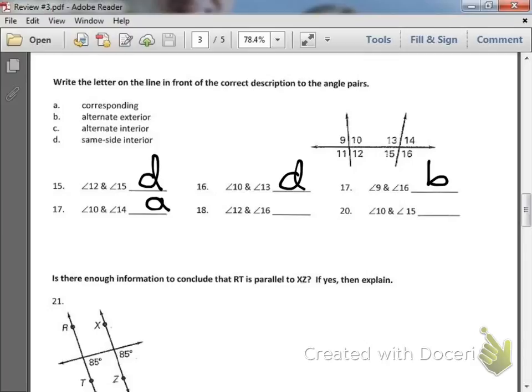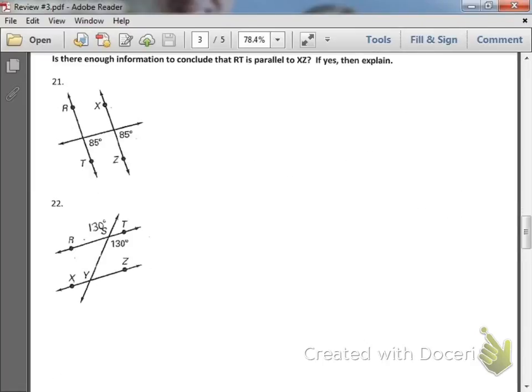Number 18 is angle 12 and angle 16. That's also A. Good. And then 10 and 15. C, those are alternate interior. Inside the two lines, different sides of the transversal. Questions on this section? All right, we will continue moving right along.